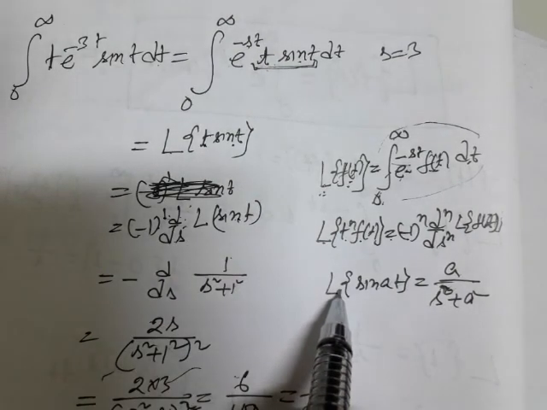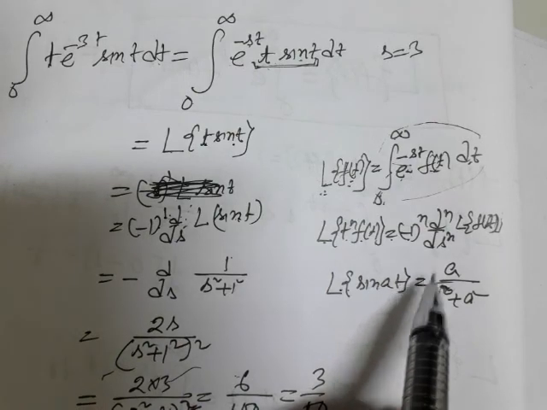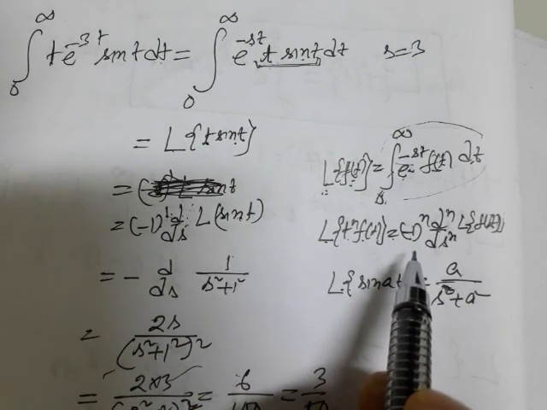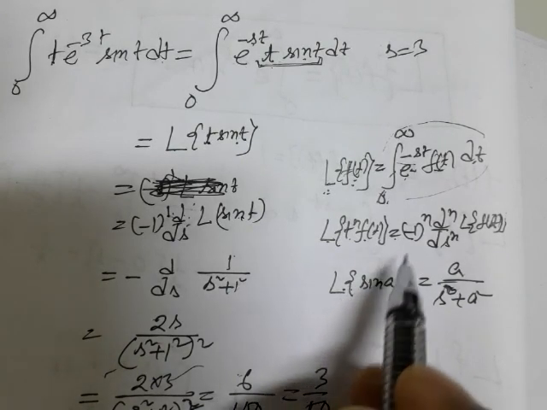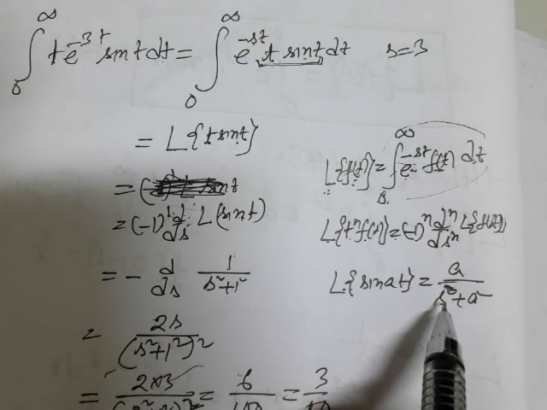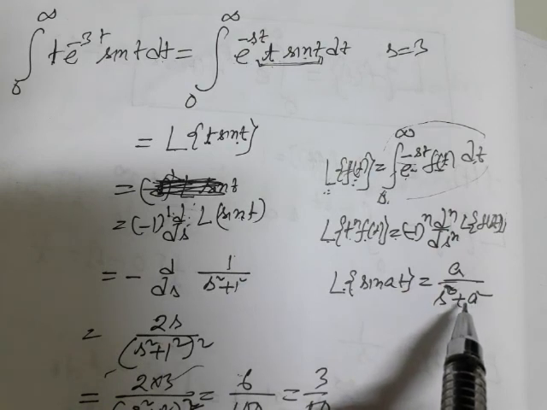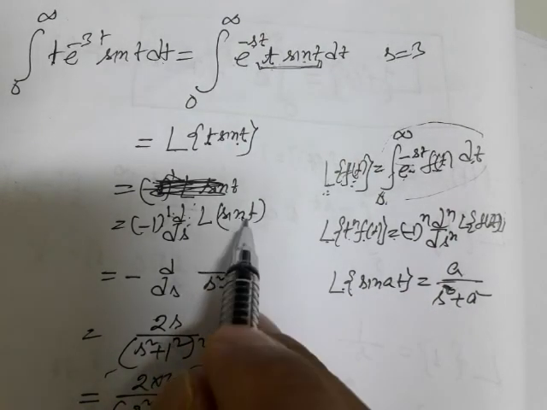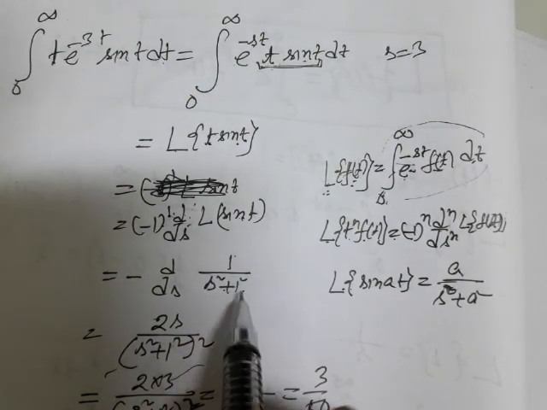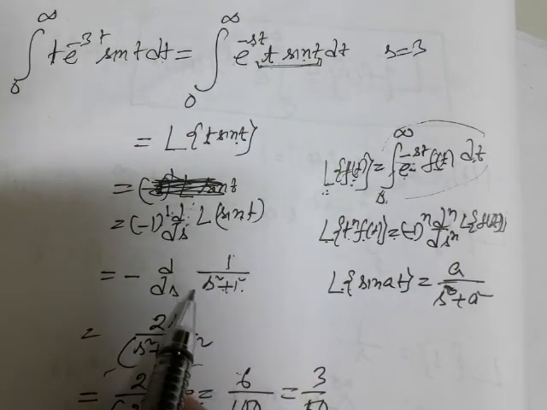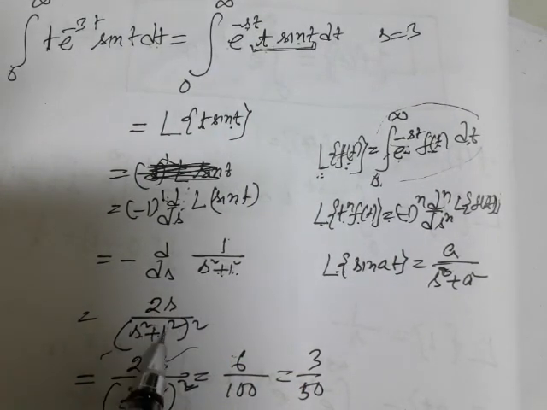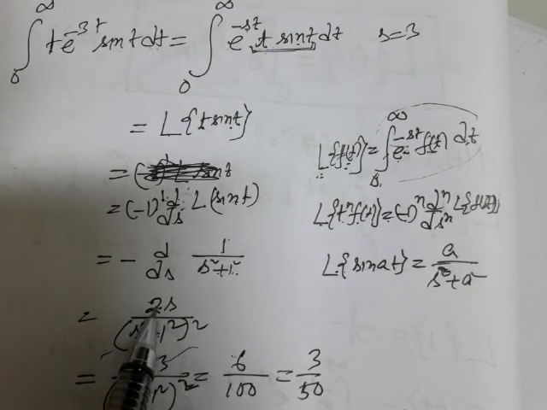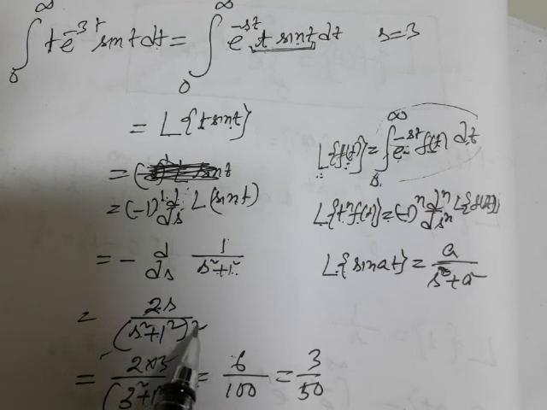Now what is the formula for L of sin at? I am writing all the formulas again and again, but you need not write them again and again. To remember this formula, I have written it many times: L of sin at is a by s square plus a square. What is a here? A is 1, so 1 by s square plus 1 square. Now you have learned how to take the derivative, so it gives twice s by s square plus 1 square whole square.